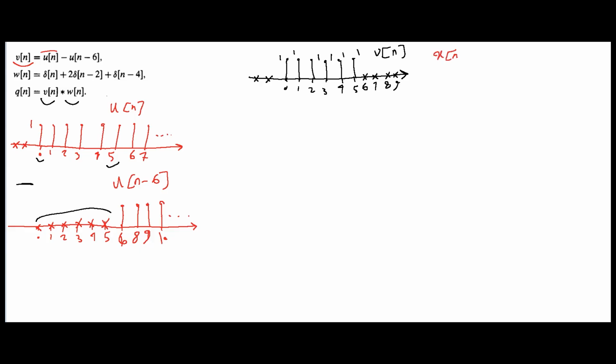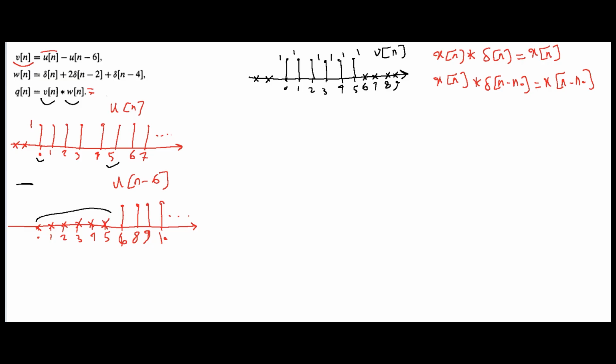Now we are asked to compute the convolution of v[n] and w[n]. Before continuing, let's review two important convolution properties. The convolution of any signal with delta[n] is simply the signal itself. Also, the convolution of any signal with a shifted impulse produces the same signal shifted by the same amount.